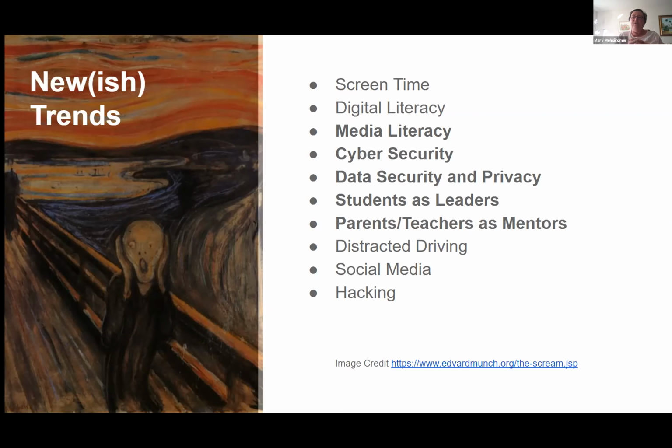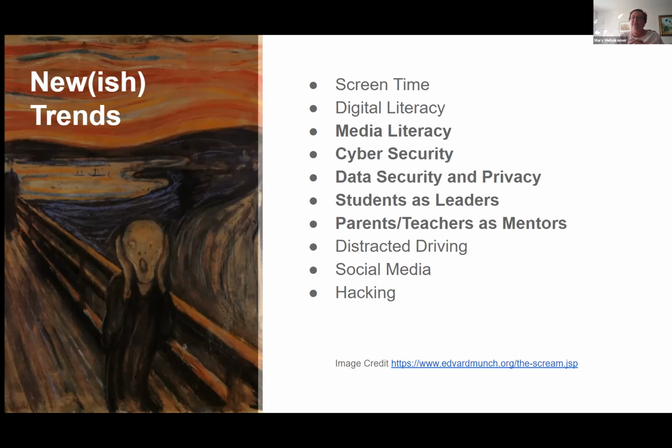A new movement is more to have students as leaders in the use of social media tools and other forms of technology rather than as just passive receivers. And I'll talk about that here as well. And the idea of parents and teachers, and I will say librarians here as well, as us being mentors and showing by good example what good digital citizenship means.